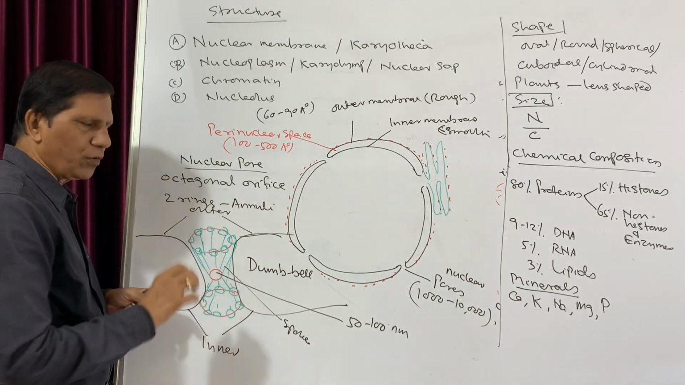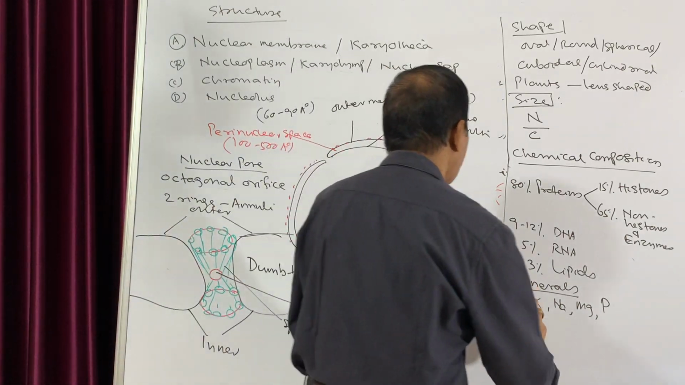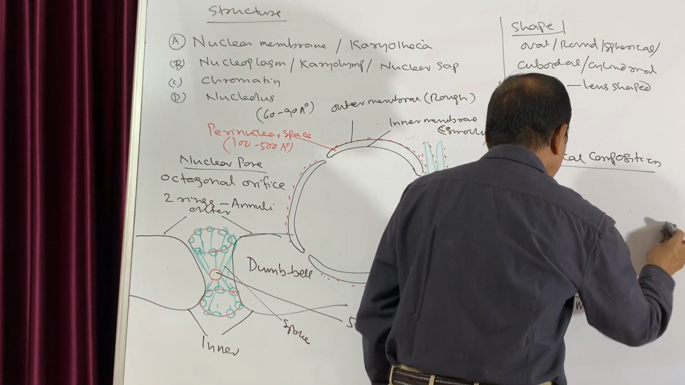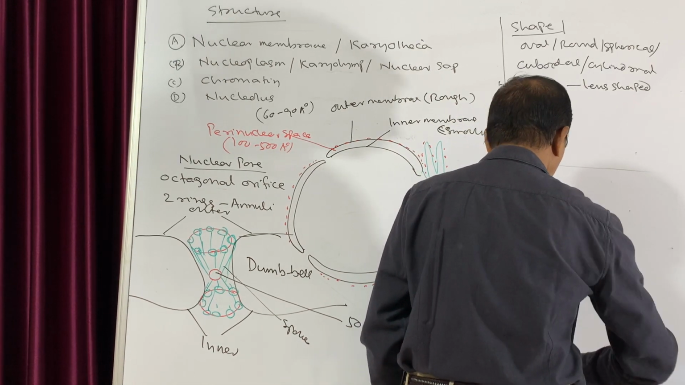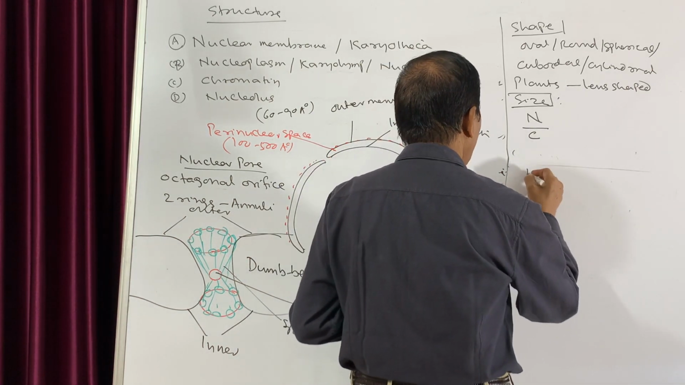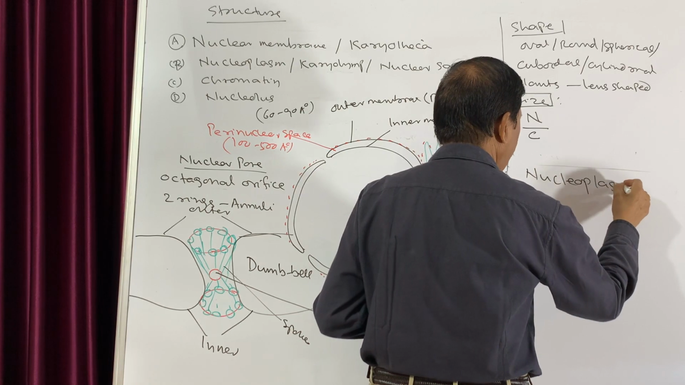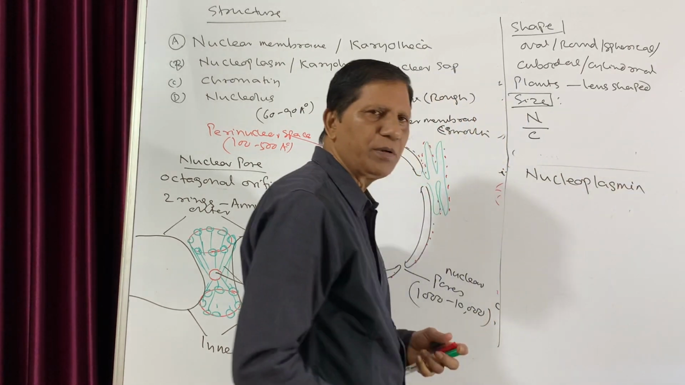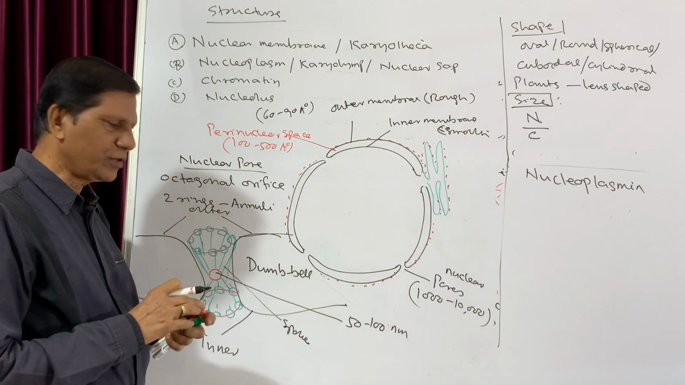Now, in this pore, there is one important protein that is known as nucleoplasmin, and that nucleoplasmin facilitates the to and fro movement of substances. So there is one protein known as nucleoplasmin. This is very important from the examination point of view. Nucleoplasmin protein is present in this pore that regulates the movement of substances.